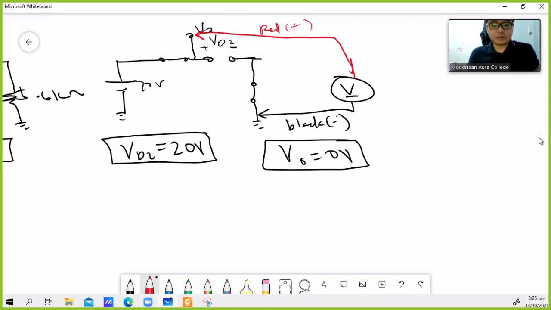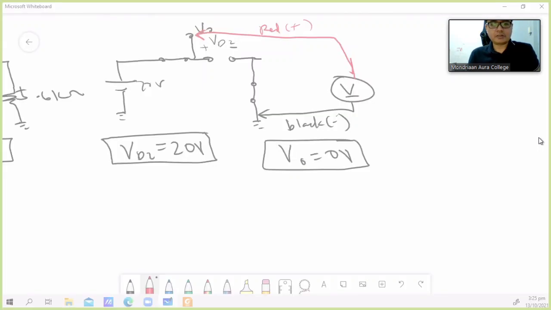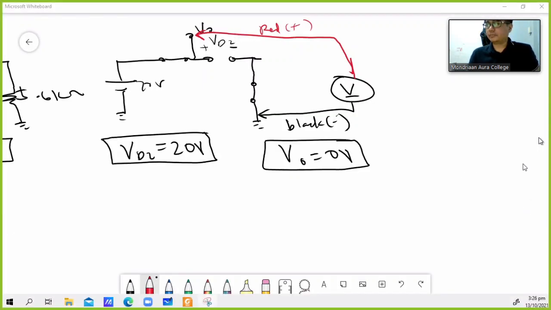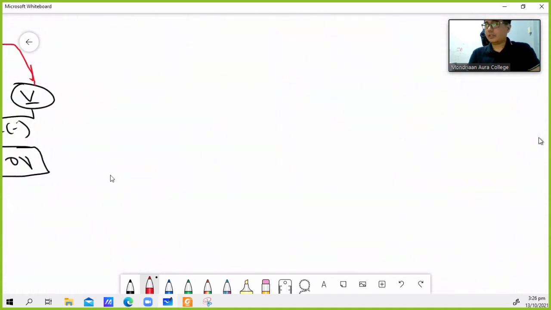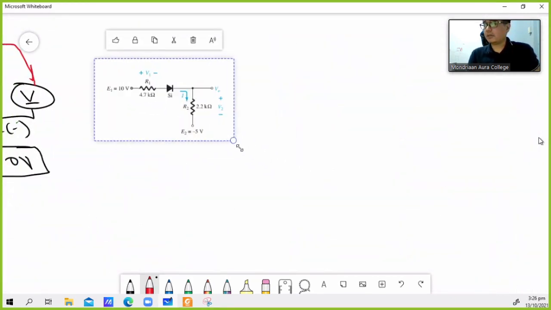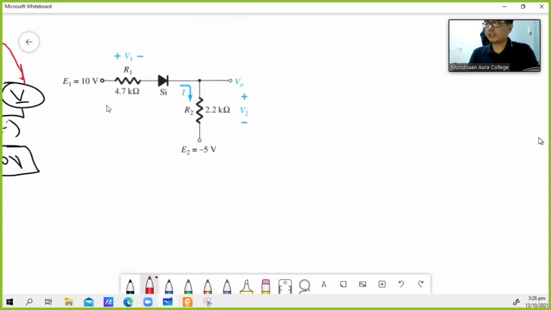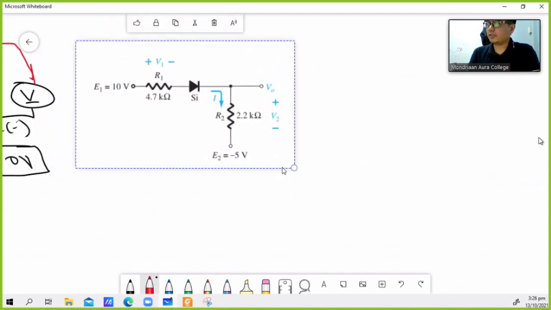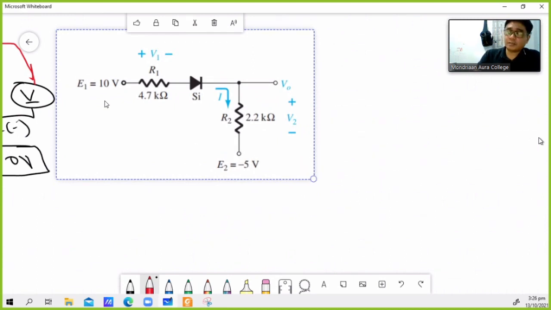Okay, another example. Ito, dual polarity. Dual polarity power source or power supply. So this is an example of a dual polarity power supply. So isang positive 10 volts and then isang negative 5 volts. So dalawa yung supply natin, isang E sub 1 and E sub 2.